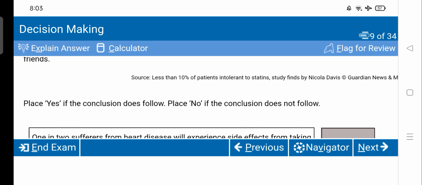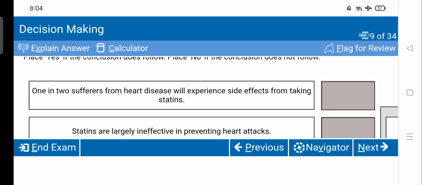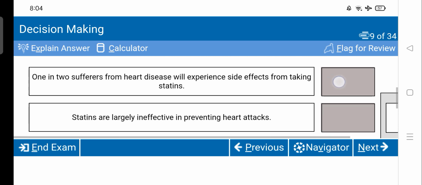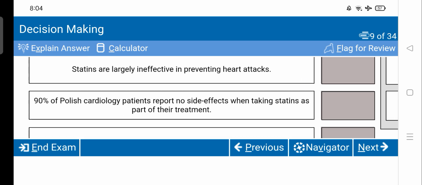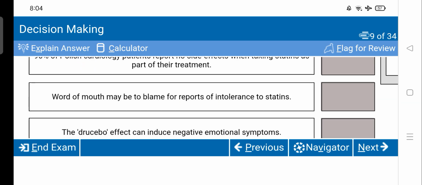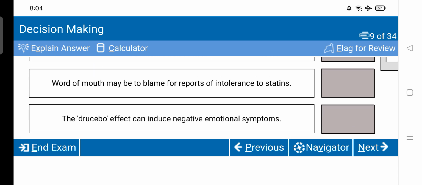Place yes if the conclusion does follow. Place no if the conclusion does not follow. First conclusion, which says 1 in 2 sufferers from heart disease will experience side effects from taking statins. Second, statins are largely ineffective in preventing heart attacks. Third, 90% of Polish cardiology patients report no side effects when taking statins as part of their treatments. Word of mouth may be to blame for reports of intolerance to statins. The placebo effect can induce negative emotional symptoms.